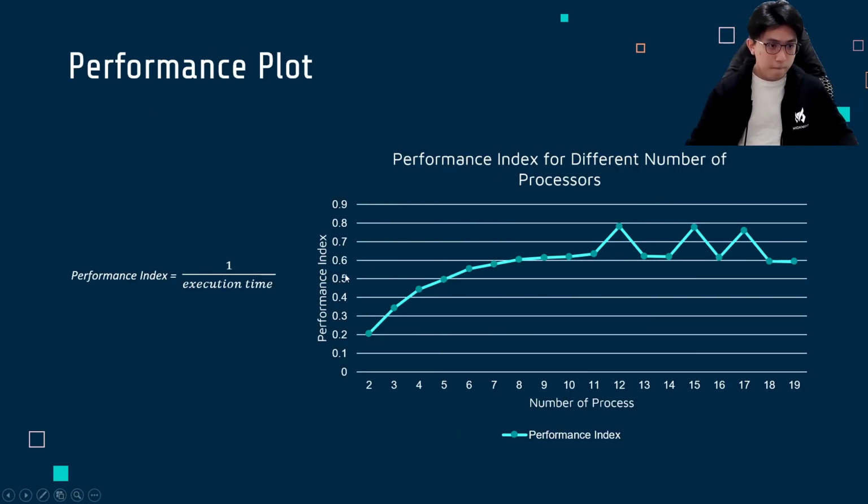Using the formula performance index equals the reciprocal of execution time, we can plot this graph, and we can see that with the increase in the number of processes, the performance index also increases. As my machine only has 8 cores, beyond this point the performance index becomes unpredictable. Sometimes it goes up and sometimes down, but generally it is decreasing because we are oversubscribing the MPI program.